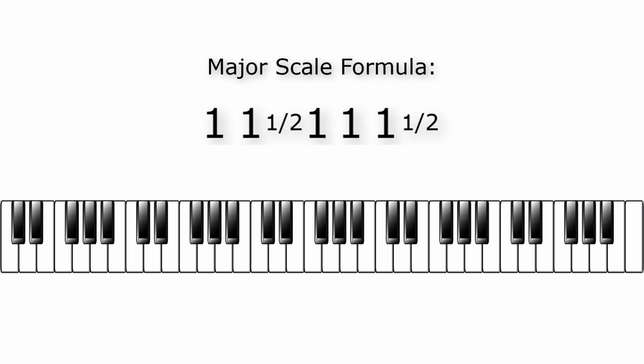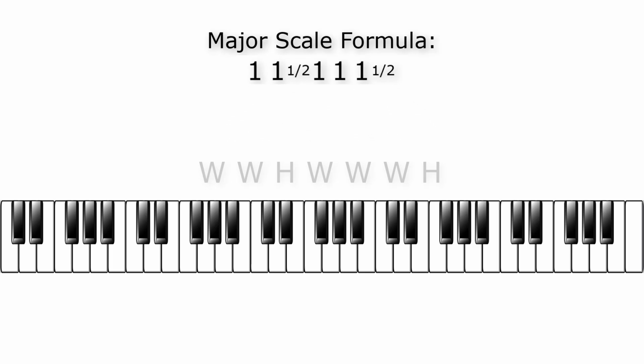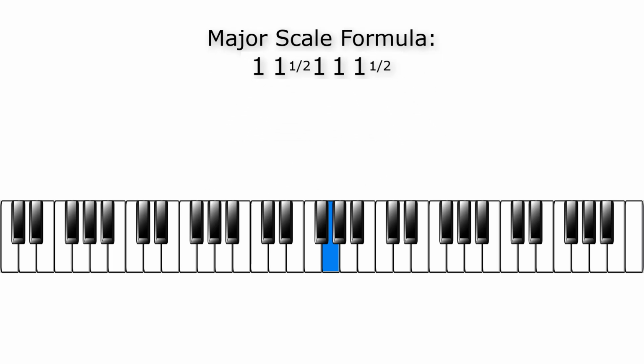By the way, you could also write it as WWH, WWWH, where W stands for whole tone and H for half tone. Now I can use this major formula to find all the other major scales, since every major scale has the same intervals between the consecutive notes. So I can start on any note, just apply the formula to find the major scale. Let me do that, for example, for G.